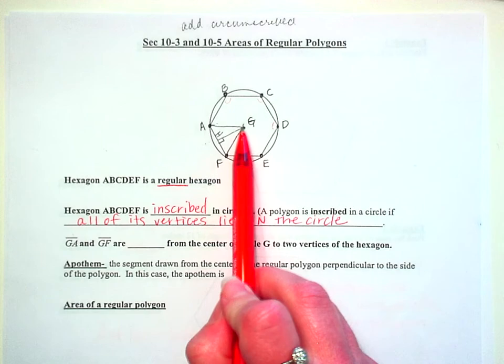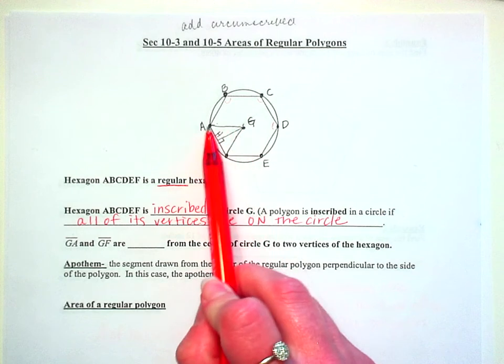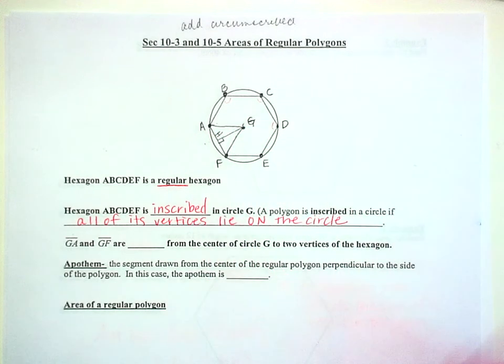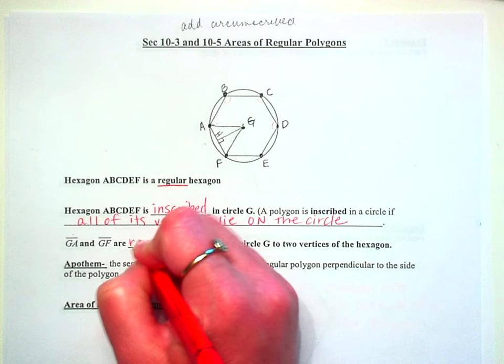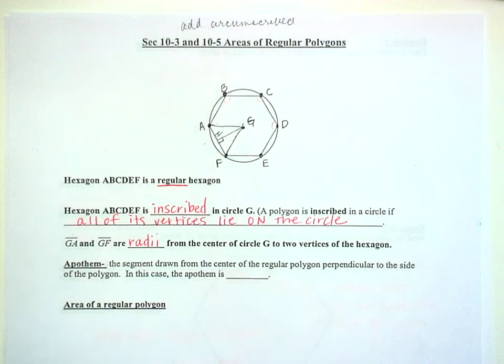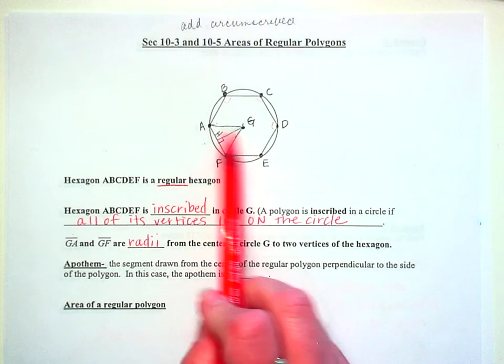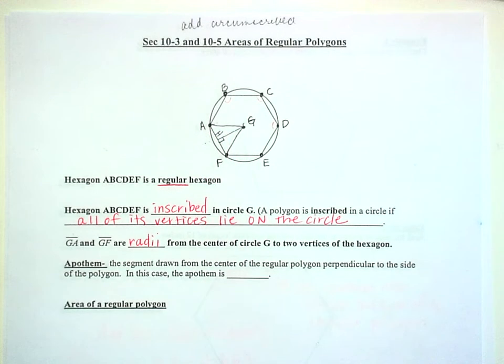GA starts at the center of the circle, goes out to the edge of the circle, so GA is a radius. Same with GF. So GA and GF are radii from the center of the circle to two vertices of the hexagon. Not only is it a radius of the circle, but we would also call it a radius of the hexagon. And then we have a new word, which is apothem.